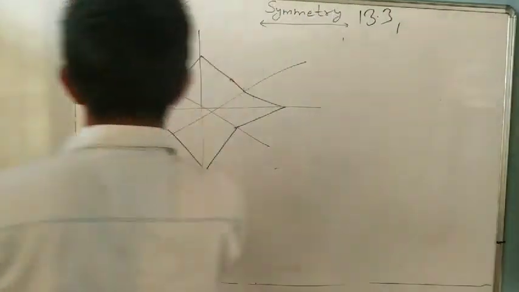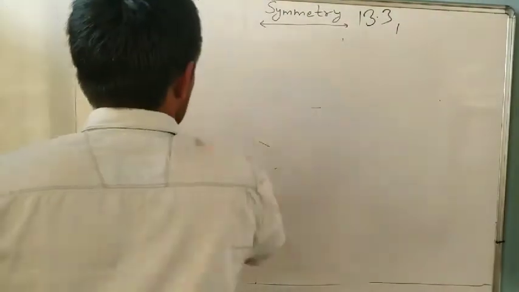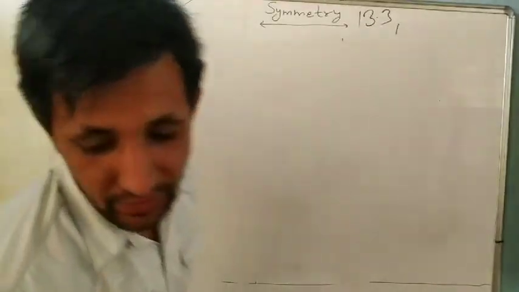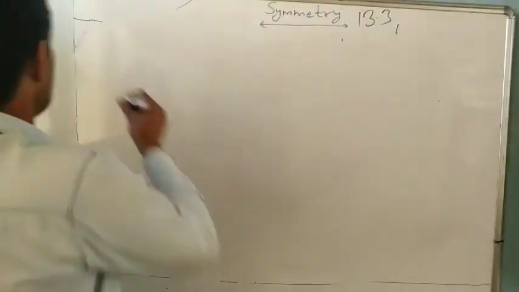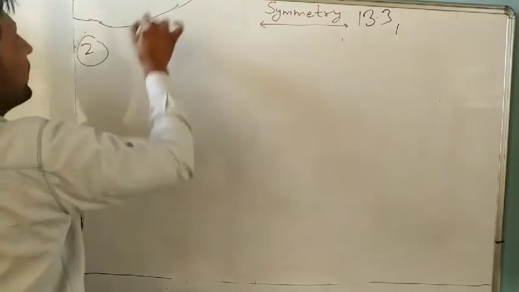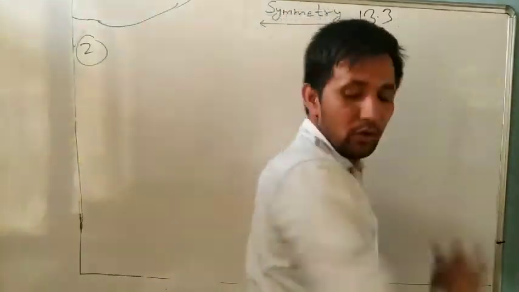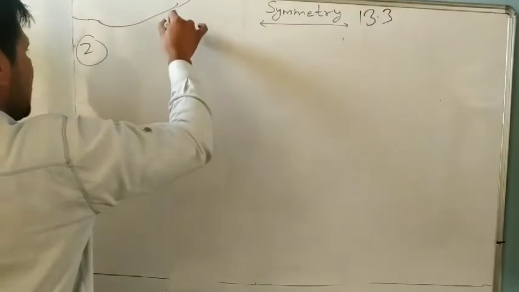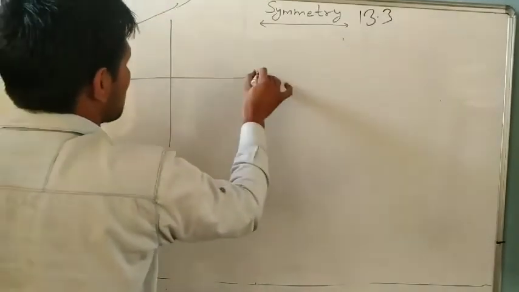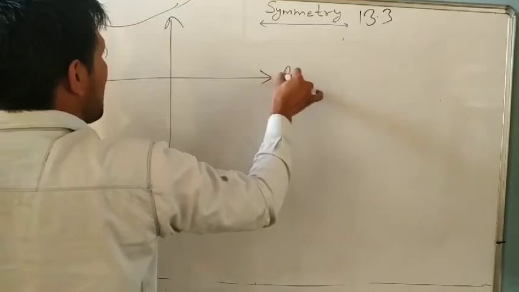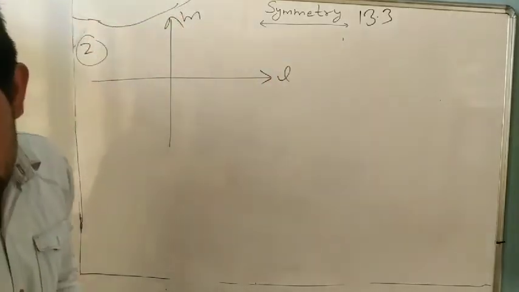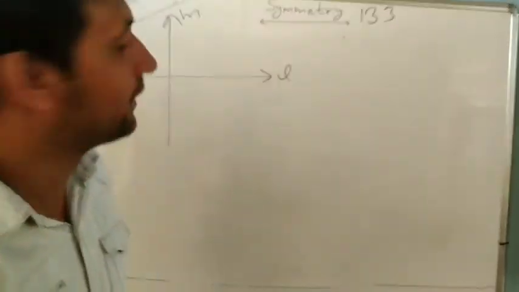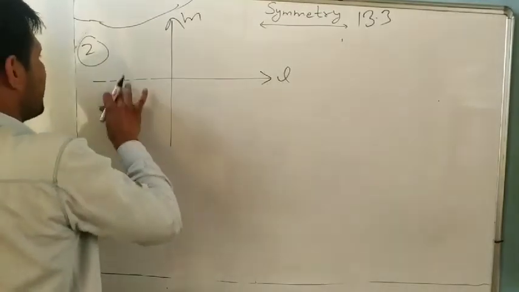Next is the second question. Same as it is, we already did it in 13.1. There are 2 lines of symmetry, L and M. In every figure, 2 dotted lines are given. So I am making it dotted.